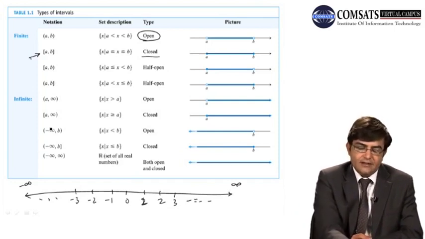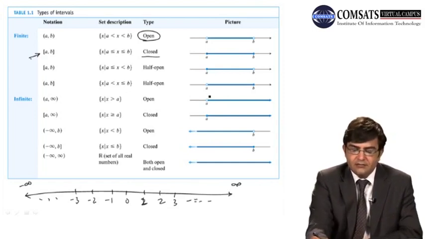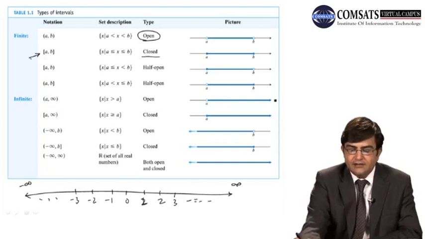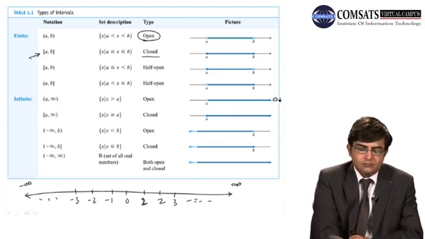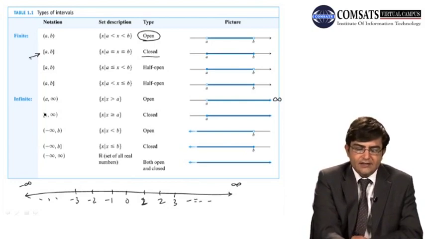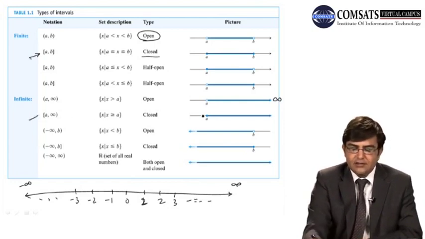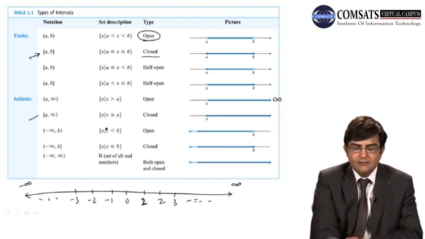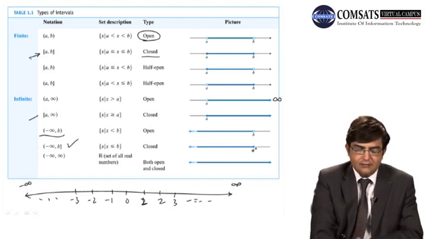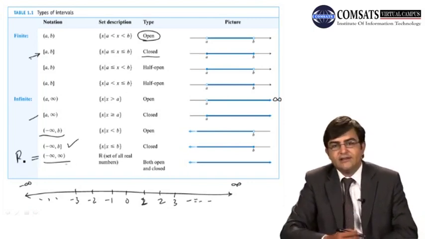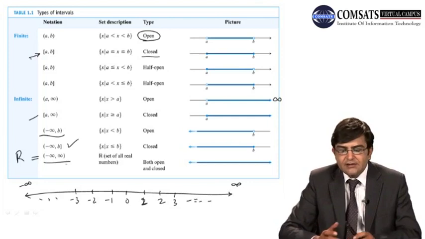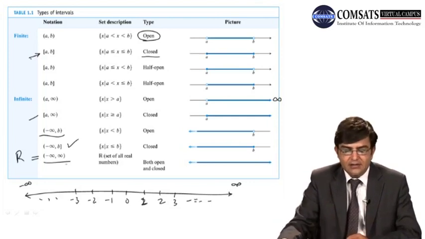Now infinite intervals. Open interval (a, infinity) means infinity is not included, a is not included. So a with a circle and goes up to plus infinity. In this interval a is included but infinity is not included, so the circle is filled here. This is minus infinity to b, this is minus infinity to b included, this is minus infinity to plus infinity. This is basically the set of real numbers itself. So this is how we can define the intervals on the real line.